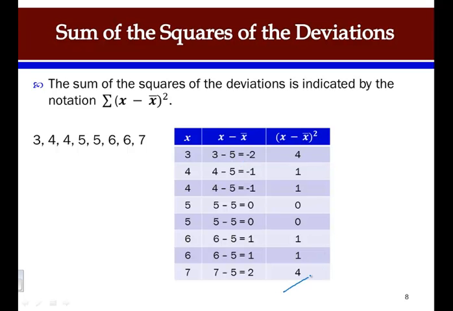So we just saw that the sum of these deviations, here's our little formula we just wrote down, is 12. And now we can go on to the last step and find our standard deviation.